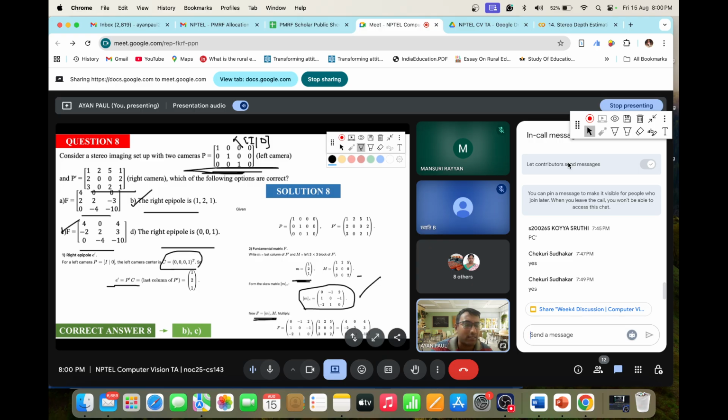And the right epipole is very easy. The right epipole is the image of the left camera center. So E dash equals P dash into C. P dash is already given. C is nothing but, as your P is in the simplest form, that is K I0, or rather I0, your C will be the origin point. So you multiply the origin point by your P dash and you will get the right epipole. Okay, so clear, right?